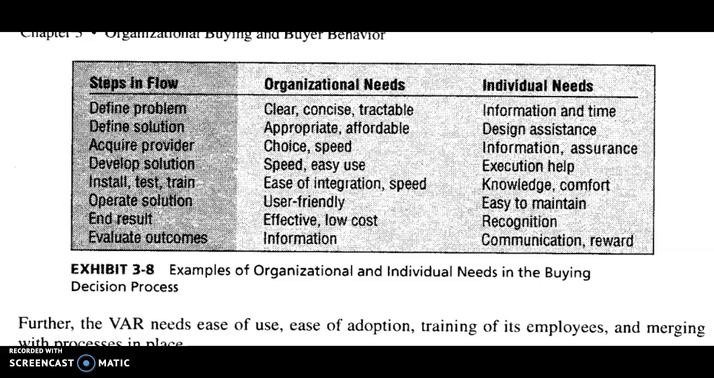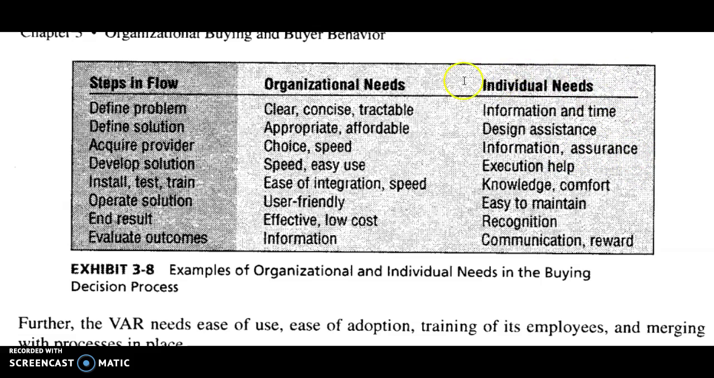Here we see another summary, Exhibit 3.8, examples of organizational and individual needs in the buying decision process. Steps in flow: define problem, organizational needs, clear, concise, tractable. Individual needs, information and time. Steps in flow: define solution, organizational needs, appropriate, affordable. Individual needs is design assistance. Acquire provider, choice, speed. Individual needs, information assurance.